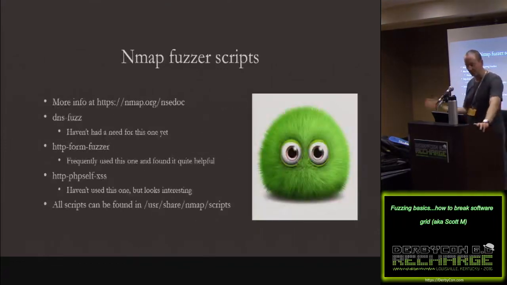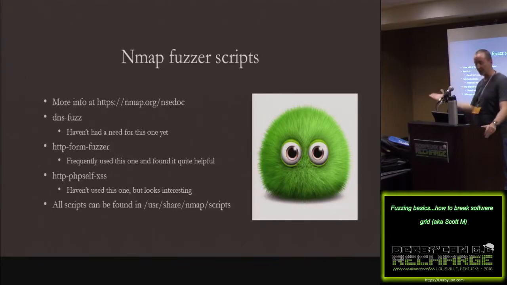The Nmap fuzzer scripts: nmap.org/NSE-doc has good documentation on all Nmap scripts, not just the fuzzing ones. They've got a DNS fuzz one. I've not used it yet, but I have used the HTTP form fuzzer. It will go through and scrape the fields on a form and then fuzz each one. So it's pretty good for just kicking it off, letting it go, and watching what it's doing.